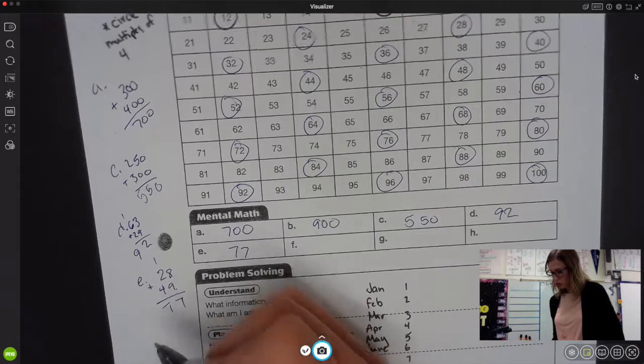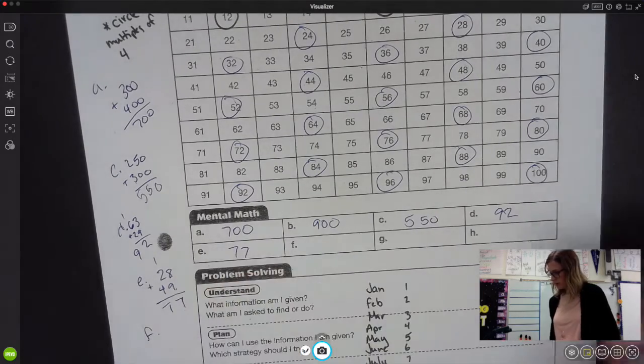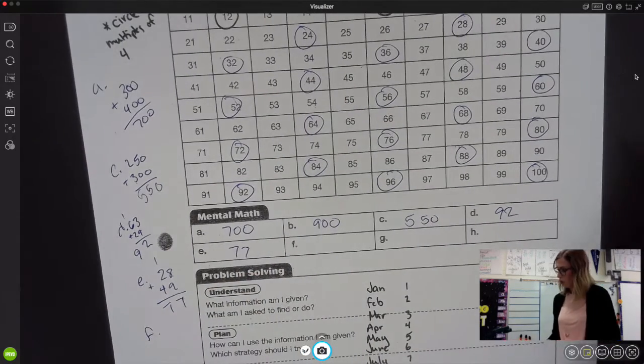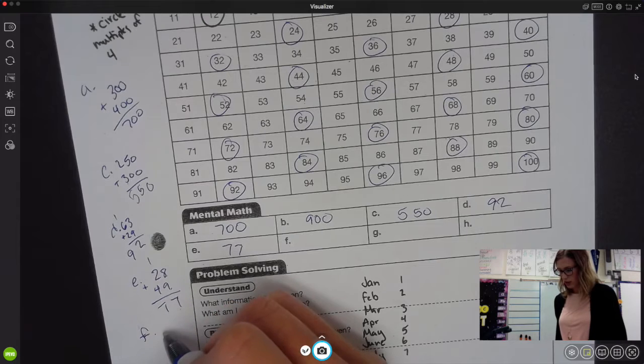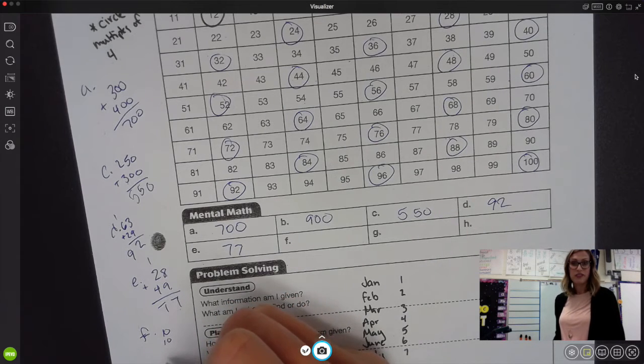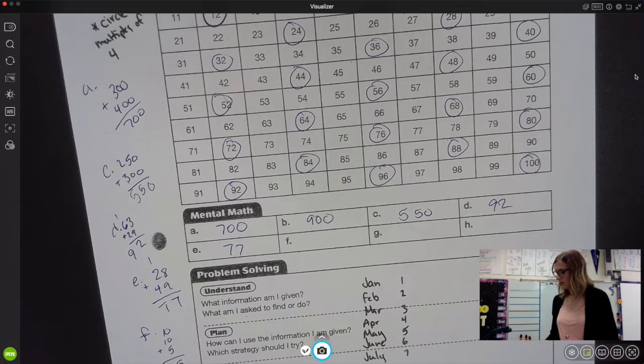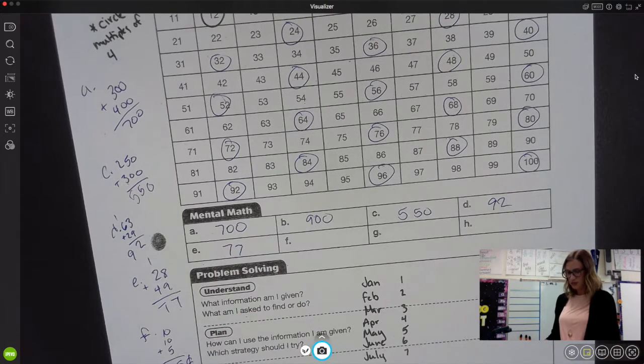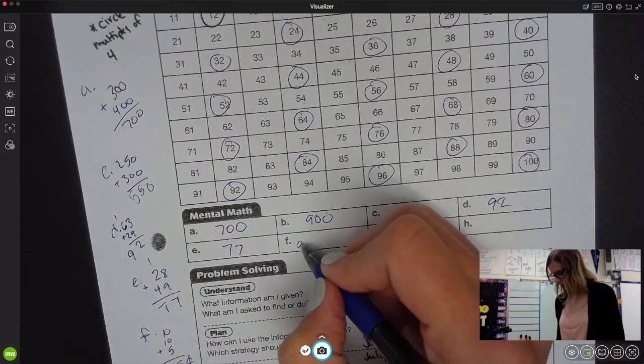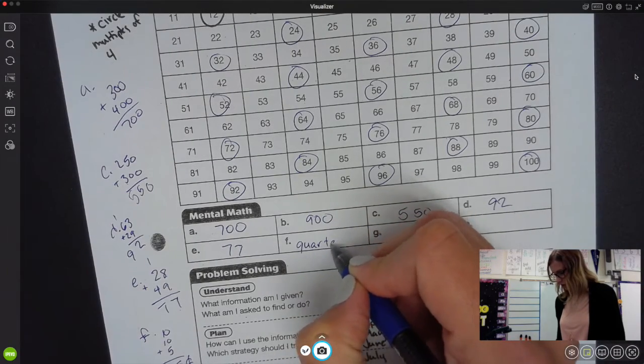F. 2 dimes and 1 nickel have the same value as what coin? 2 dimes, well, each dime's worth 10, so 10 plus 10. And 1 nickel, well, nickels are worth 5, so we get 10 plus 10 plus 5. We get 25. It says that is the same value as what coin? What coin is worth 25 cents? Well, a quarter. So for the letter F, you would just write quarter.